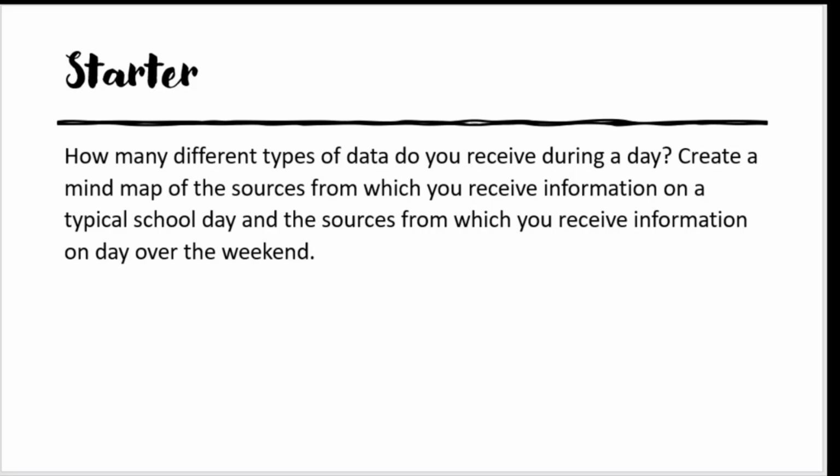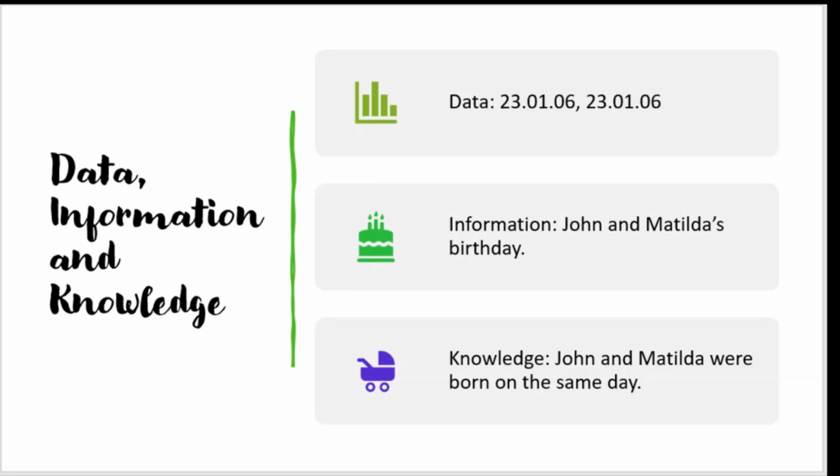All right, perfect. Okay, so quick recap: data, information, and knowledge. As you can see, data is the numbers that you have there, 230106. If I tell you that those numbers are a birthday, and I tell you specifically they're John's and Matilda's birthday, that is already information because I gave it a meaning and a context for those numbers. And then if I obviously tell you that they were born the same day, that is knowledge because I applied that information in a particular scenario. I could even say that they are twins, for example. Okay, so data, information, and knowledge, that is how they look.